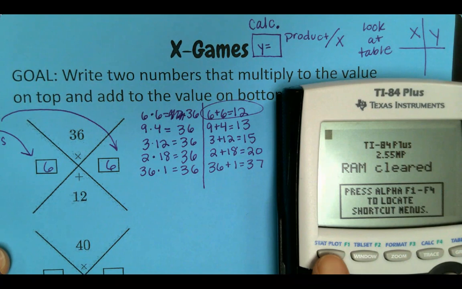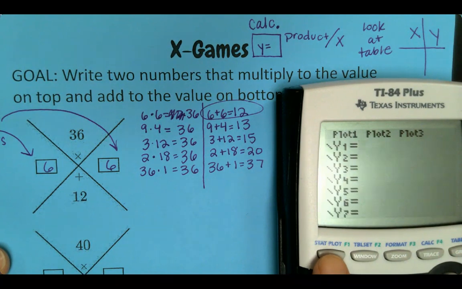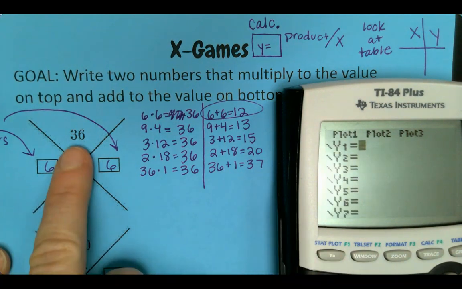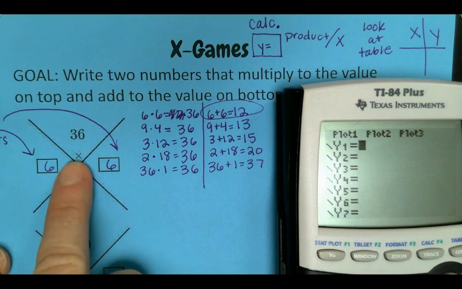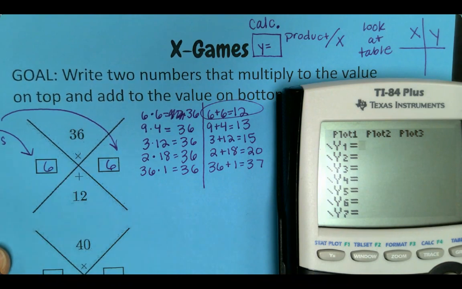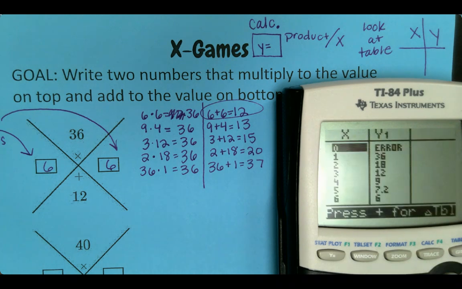We're going to go to y equals. We're going to put the product, which is two numbers that multiply to get the top. So that's our 36. And just put divided by x. This is going to divide 36 by lots of different numbers, and it's going to give you your factors. So you hit second graph to look at the table.